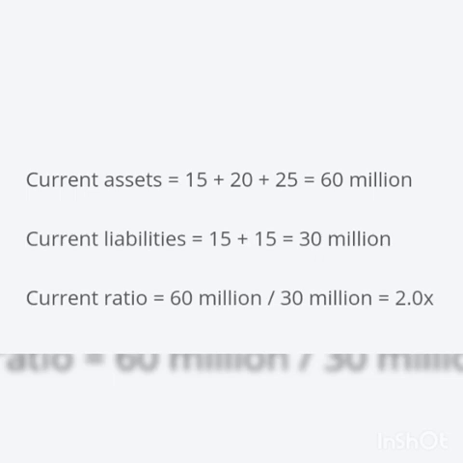The net amount equals 2 is to 1. The ratio is 2 is to 1. 60 million divided by 30 million equals 2 is to 1. This is the current ratio of this company.